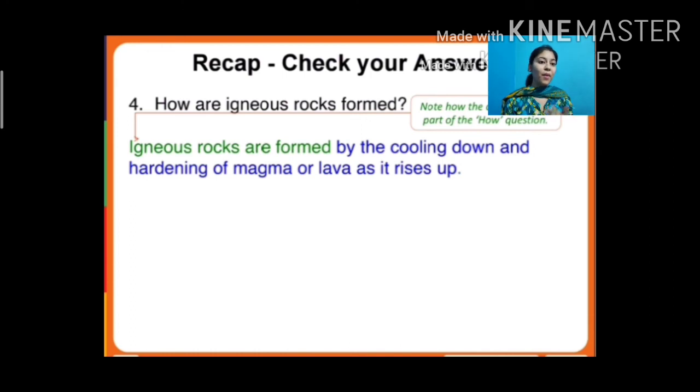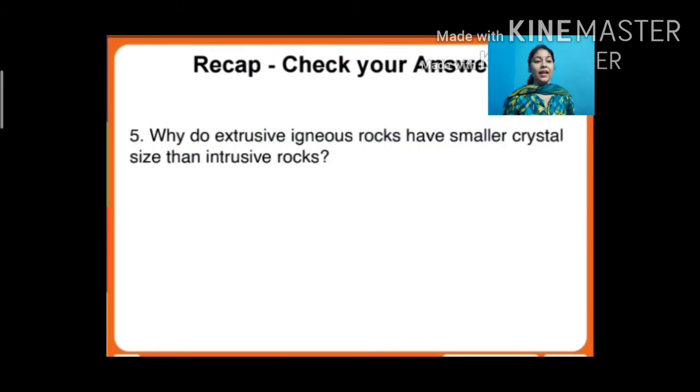How are they formed? By cooling down and hardening of magma or lava as it rises up. When magma cools down under the surface of the earth, it forms intrusive rocks. When magma comes out, it is called lava. And when lava cools down outside the surface of the earth, it forms which rocks? Extrusive rocks. Yes.